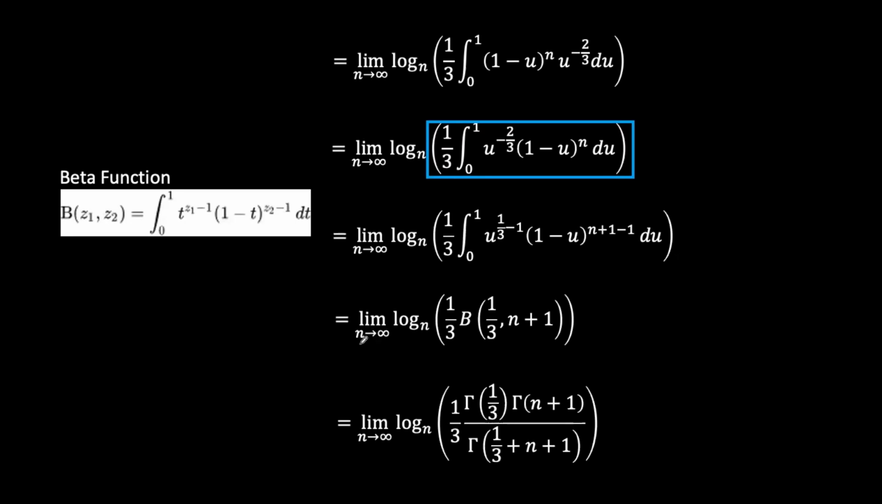So this becomes now the limit as n tends to infinity of log to the base n of 1 over 3 times the beta function of a third and n plus 1. So the beta function can be expressed as a combination of gamma functions, which is, keeping this a third here, the gamma function of 1 over 3 times the gamma function of n plus 1 over the gamma function of 1 over 3 plus n plus 1, right?